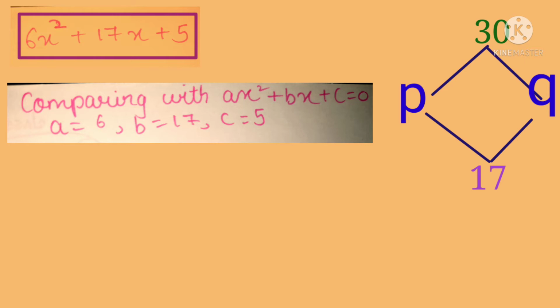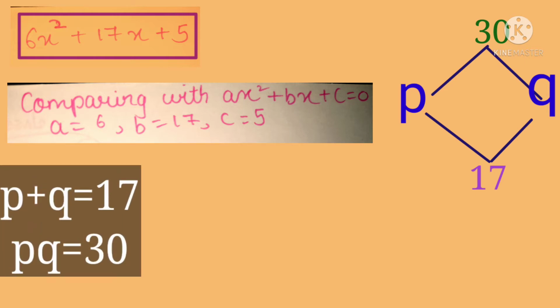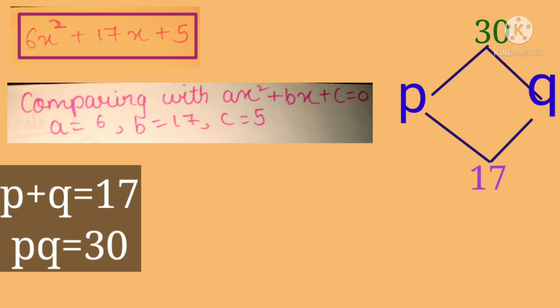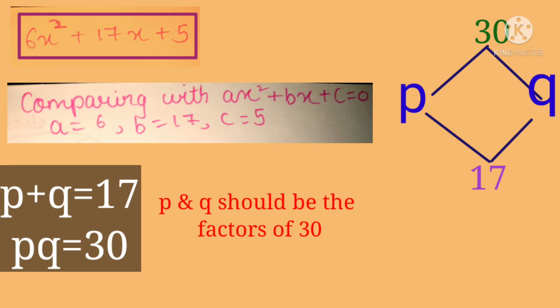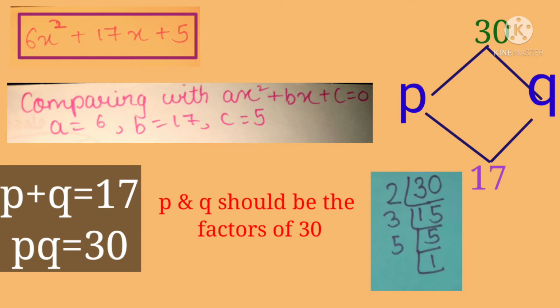We use the terms p and q, in which p plus q is equal to 17 and pq is equal to 30. If we multiply p and q, we should get 30. If we add both terms, we should get 17. So we need to find p and q. We need to split the 30, that is 6 into 5, which we have written as 30 in the upper triangle. So we need to find the factors of it. 6 into 5 is equal to 30, which is 2 into 3 into 5.